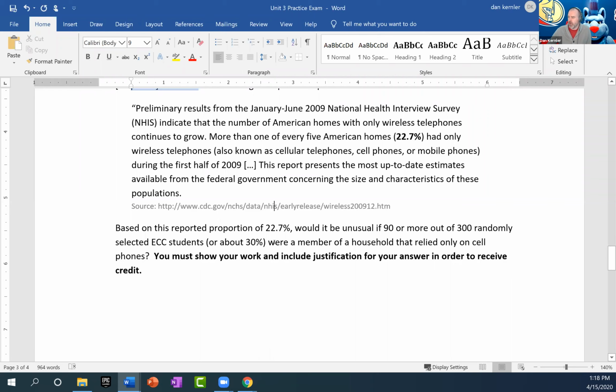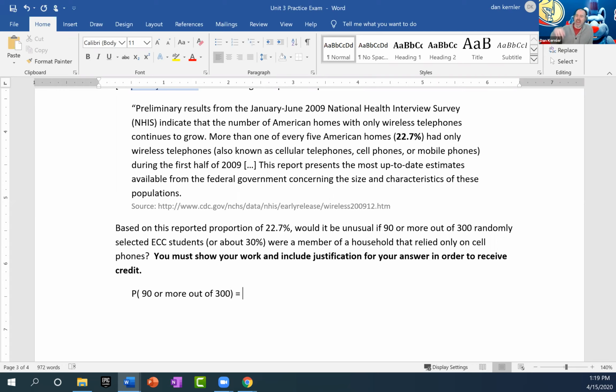So based on this reported proportion of 22.7%, would it be unusual if 90 or more out of 300 randomly selected ECC students were a member of a household that relied only on cell phones? So what we're trying to do, again, this is saying, would it be unusual? So to know if something's unusual, we need its probability. So we want to find the probability of getting 90 or more out of 300.